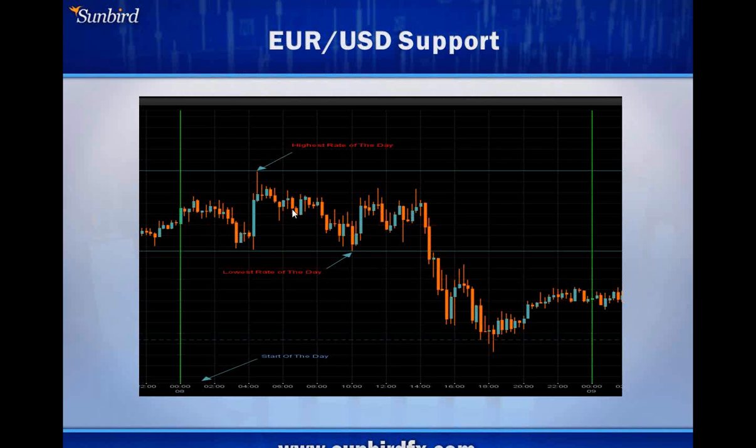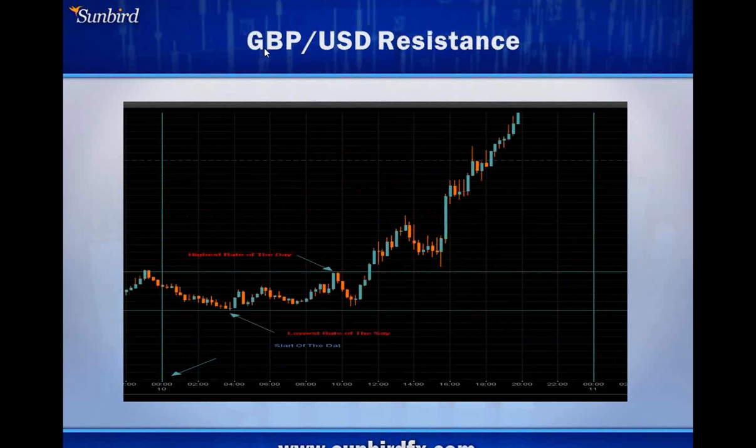Okay, so again, just to review very quickly, we have our highest and lowest. If it breaks through the highest, we go long, we go buy, and if it breaks through the lowest, we go short, we go sell. All right, we have another example. You're going to see that this is very efficient on most currencies. For example, the GBP US dollar.